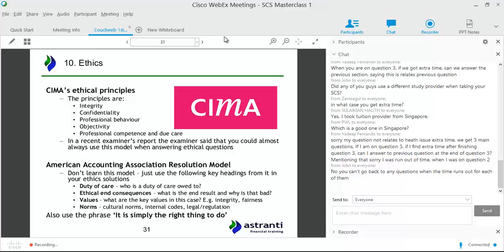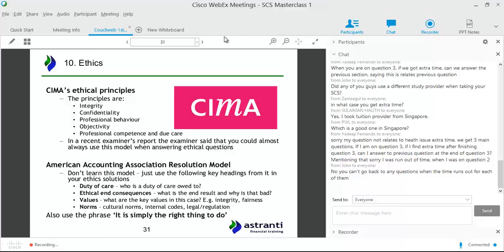Again, this isn't necessarily part of the CIMA syllabus, but it is useful in that it provides us with an idea of what ethics is all about. So we've got a few headings here. So who are we providing a duty of care to? If we're providing a duty of care to our employees and we are not caring for them effectively, then are we in breach of ethics as a result of that?